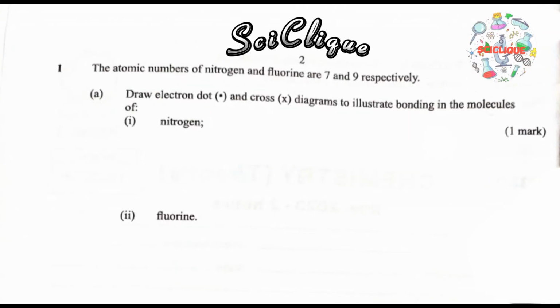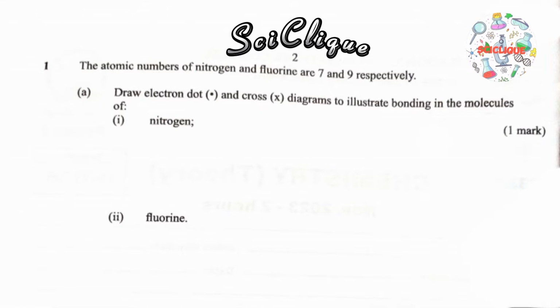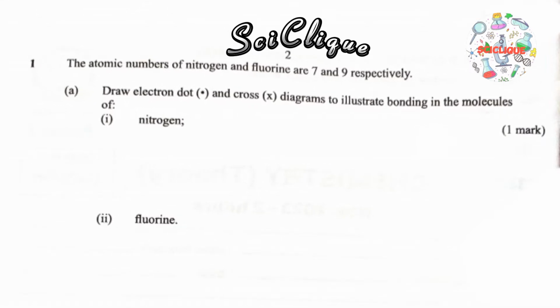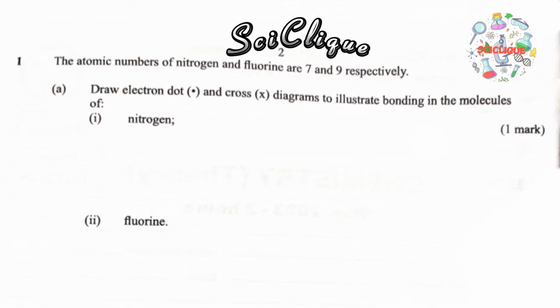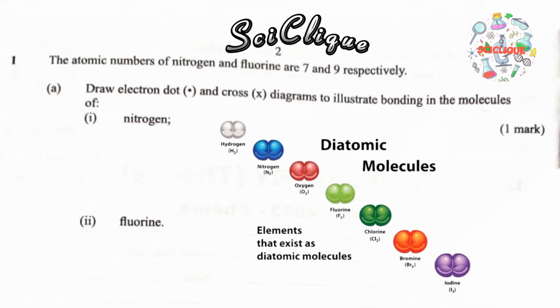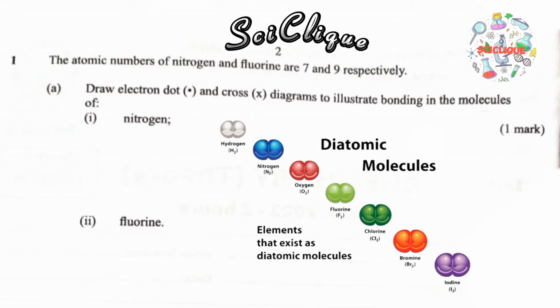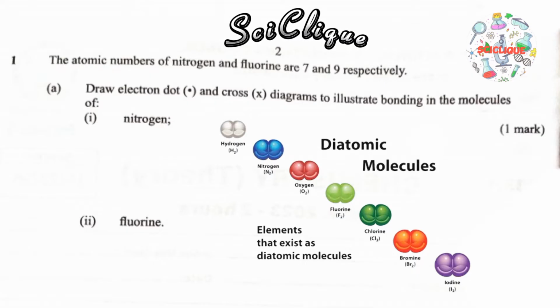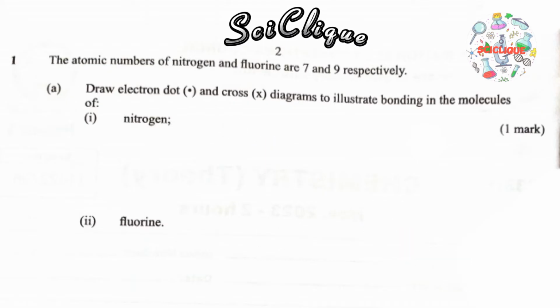Our first question goes as such: the atomic number of nitrogen and fluorine are 7 and 9 respectively. Draw electron dots and cross diagrams to illustrate bonding in the molecules of nitrogen and fluorine. Now let's pause there. Nitrogen and fluorine form diatomic molecules. This simply means that you're going to have a molecule of nitrogen, for example, having two nitrogen atoms covalently bonded with one another. So in this case, we are talking about an illustration of covalent bonding in nitrogen and fluorine molecules. And remember, when it comes to covalent bonding, we are talking about sharing of electrons.